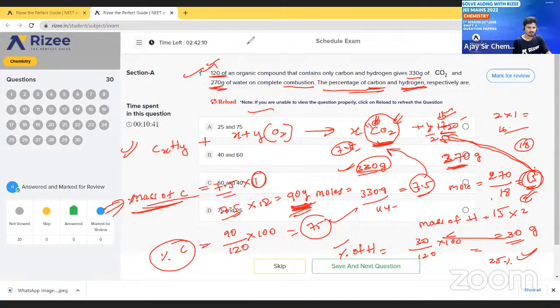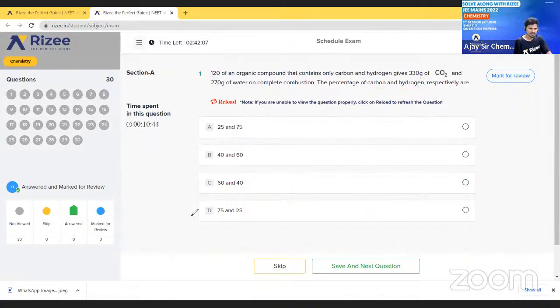Okay, what is the correct option here? The correct option is this, 75 plus 25. So 75 and 25. Is it clear? So combustion based. These questions are very, very important because in the first shift also they asked based on this combustion. Okay?